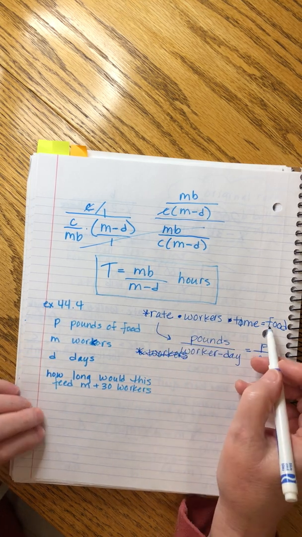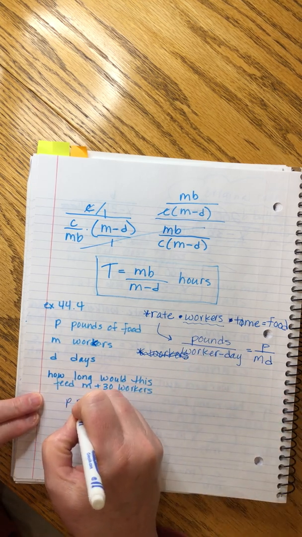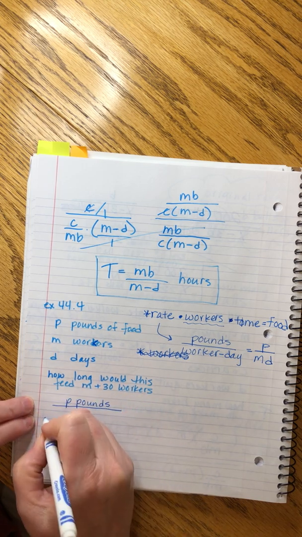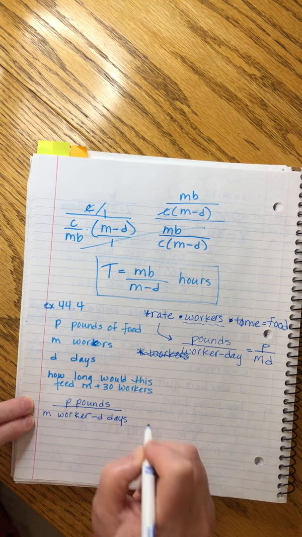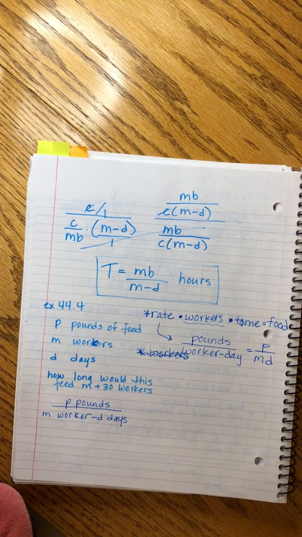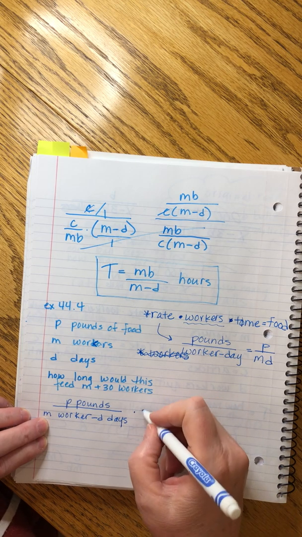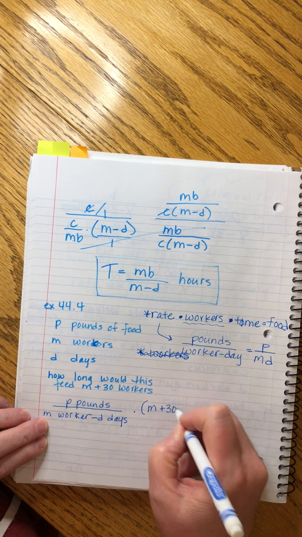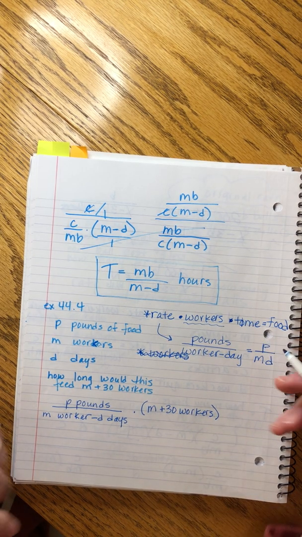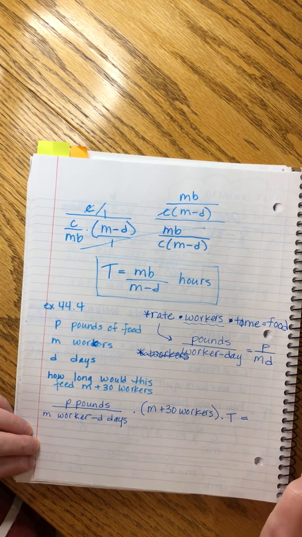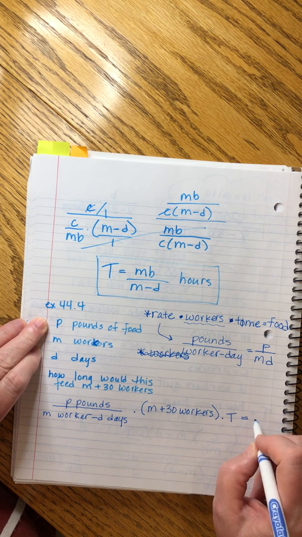All right, so now we're ready to set this up with our new value for the workers, right? Okay, so our rate is P pounds, I'm going to write in the units this time, over M worker-days. And we're multiplying that by the number of workers, which is now M plus 30 workers. And then we multiply by the time, which is what we don't know. That's what we're trying to figure out, right? So then times T equals P, the amount of food. P food.